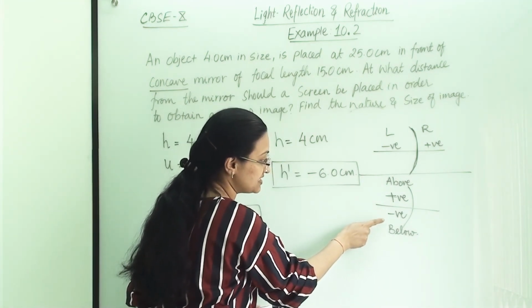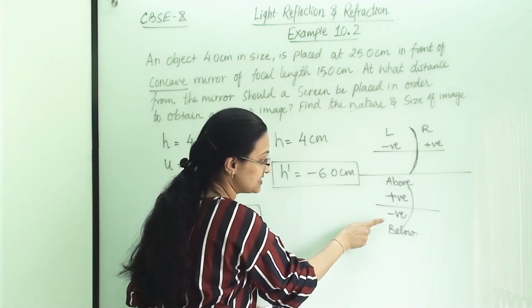So, for the size of the image, we have the magnification formula, that is H dash divided by H. H dash refers to the size of the image and H refers to the size of the object. Here, they have given us the size of the object, but we do not have the magnification and the size of the image. So, we can reframe this formula as M equals minus V by U. We know that, so we are going to place it here.